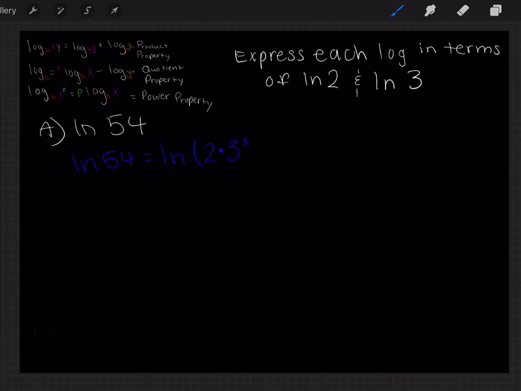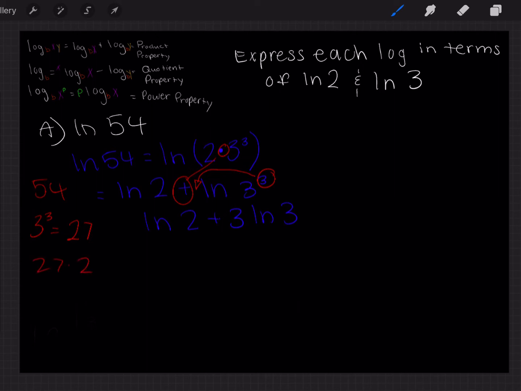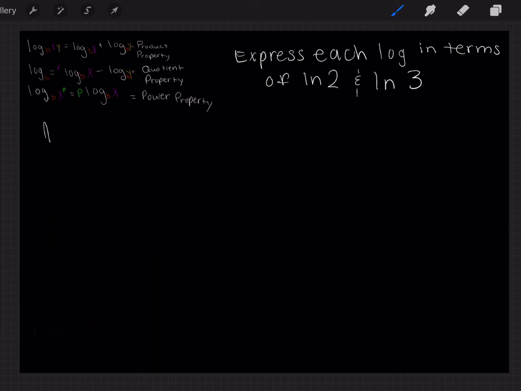So we can, for the moment, pretend that the ln is not there. So 54 can be equal to 2 times 3 to the third. Now add our ln's back in and put them in front of those two values. So ln of 2 plus ln of 3 to the third. Now, using one of these properties, we can take that exponent on ln of 3 to the third and put it in front of the ln. So now our problem is going to be ln of 2 plus 3 ln 3. And that will be our expression.